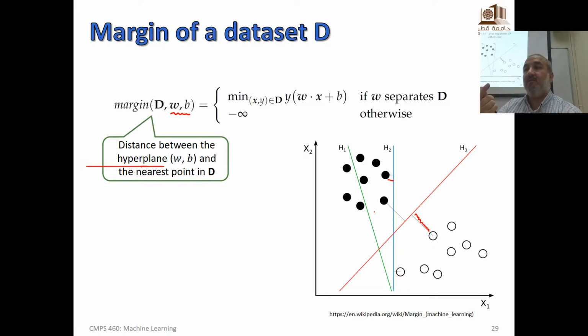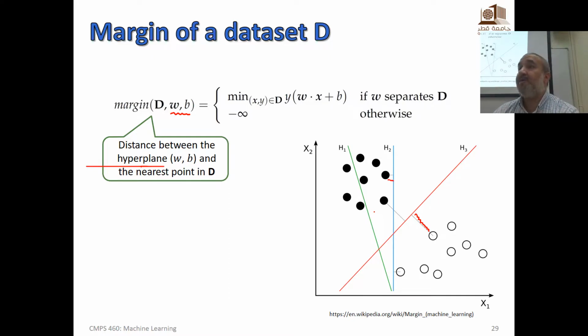And when we say better, what do we mean by better? Remember in the first lecture in the course, we talked about generalization. Okay? Which one will generalize better? Which one do you think, if we used it in prediction, will be better? H2 or H3?